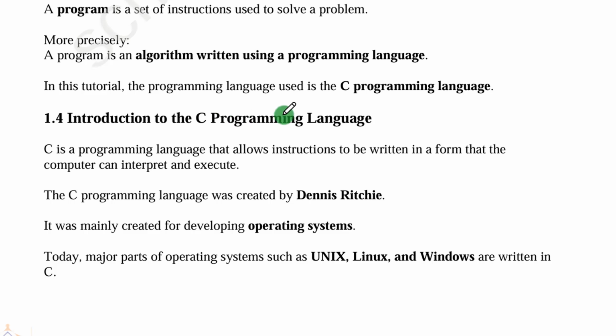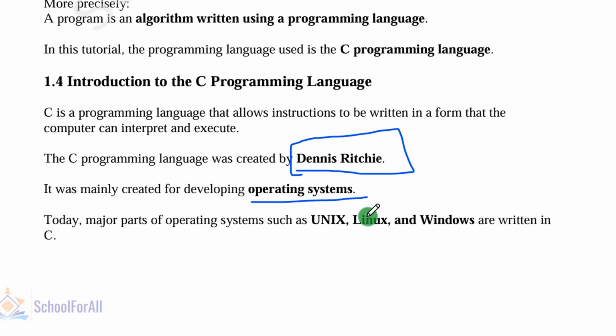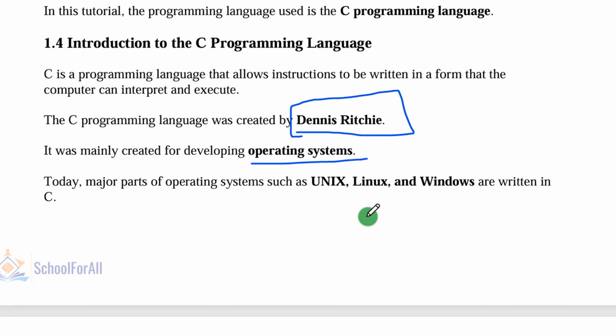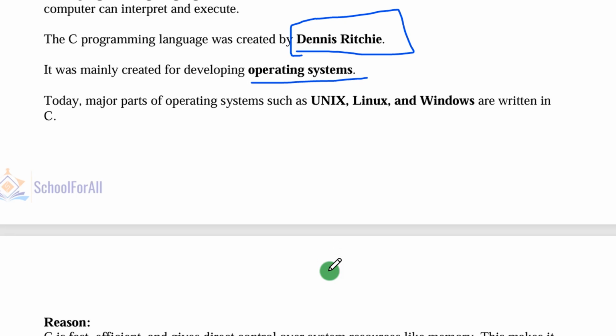And the next thing here is the introduction to the C programming language. What you're supposed to note at this level is that the C programming language was created by a scientist called Dennis Ritchie, and the aim of creating C was to develop what we call an operating system. This is not a course on operating systems. I think everyone following this video knows what an operating system is. So that was the aim of the C programming language.